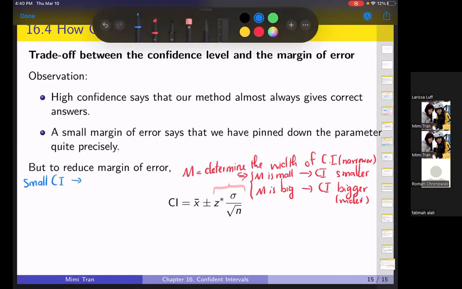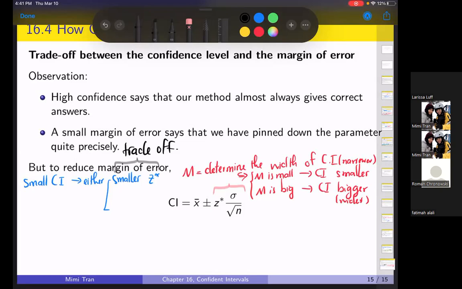imply you have to have either a smaller Z star, but a smaller Z star is not good. We want a high Z star, meaning higher confidence. So this right here is the trade-off. Smaller confidence, smaller margin of error, and at the same time a smaller confidence interval, so the probability that you capture the parameter is smaller.